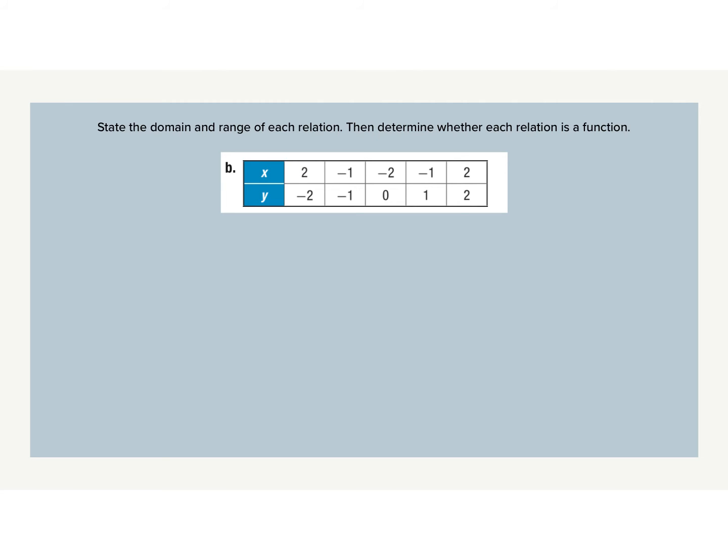All right, state the domain and range of each relation, then determine whether each relation is a function. So what is our domain?